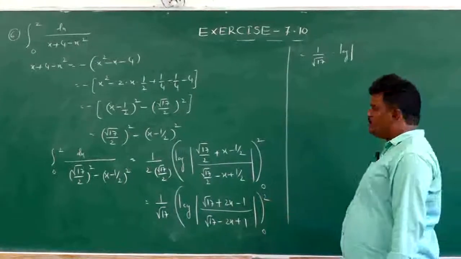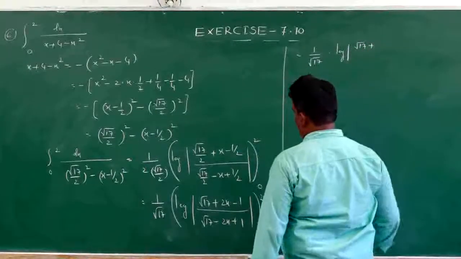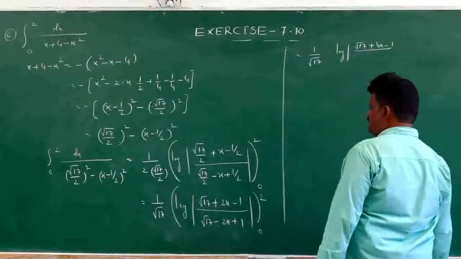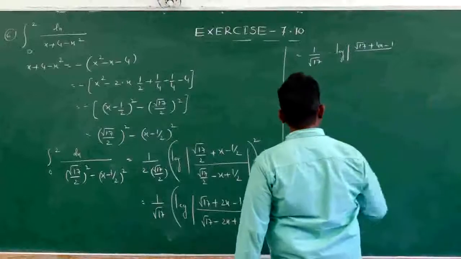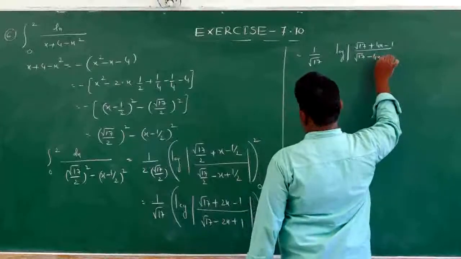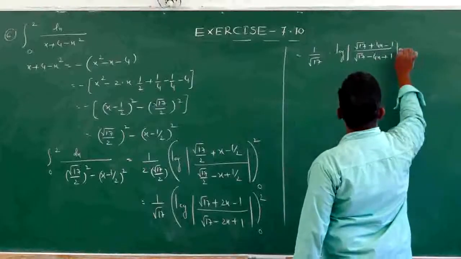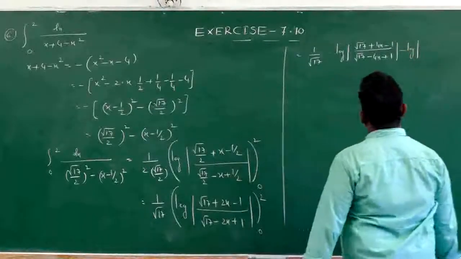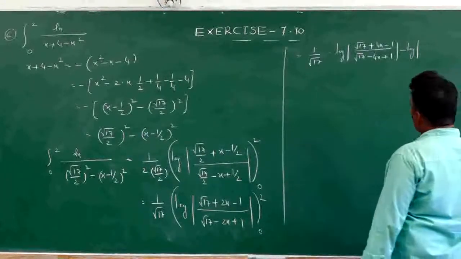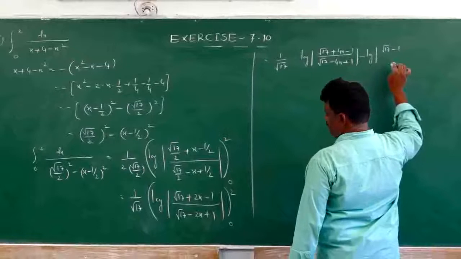First upper limit, root 17 plus 2x minus 1, 4x minus 1 value, okay na. So next this value again root 17 minus 2x plus 1 value, okay na. This is the upper limit, minus lower limit, what we have done here, log of this value, lower limit: root 17 minus 1 by root 17 minus 1.